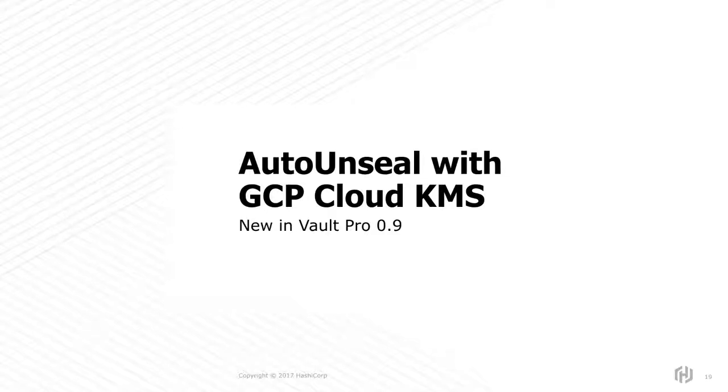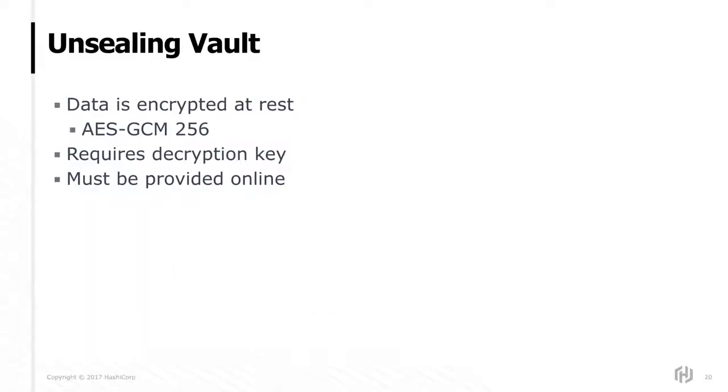So another new feature within Vault 0.9 is a pro feature. It's called Auto Unseal, and it can be used with GCP Cloud KMS. So a little background is when Vault starts up, it has to go through this unsealing process. And this is because Vault's data is automatically encrypted at rest using AES GCM 256. And before Vault can start up, it needs to be able to read its data, so it requires the decryption key. And this decryption key must be provided online. So after Vault starts up, the encryption key must be handed to it.